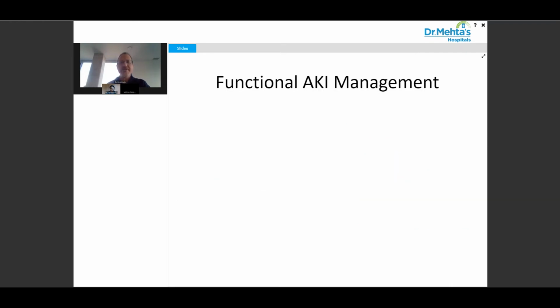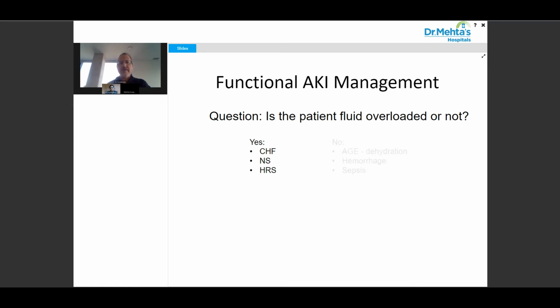So how do we manage it? How do we manage the patient? The question to ask is: is the patient fluid overloaded or not in functional AKI management? If yes, then you have to think about congestive heart failure, nephrotic syndrome, and hepatorenal syndrome. If no, then you have to think of dehydration, hemorrhage, or sepsis.